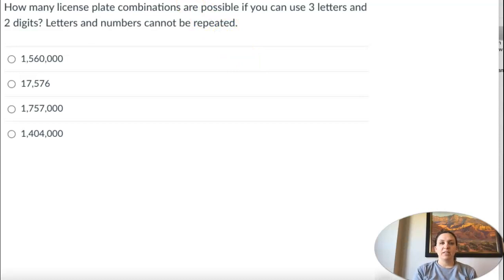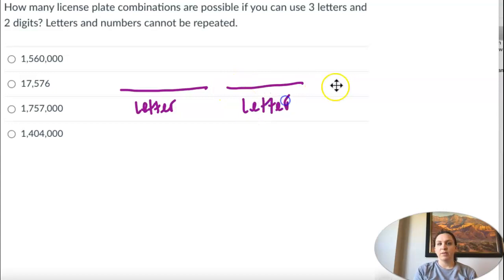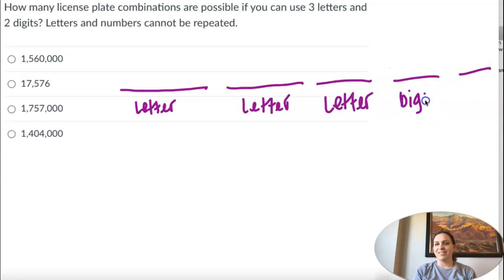Okay, how many license plate combinations are possible if you can use 3 letters and 2 digits? Letters and numbers cannot be repeated. Okay, so think of a license plate. We have a letter, we have a letter, we have a letter. I didn't leave enough room, so they're just gonna get smaller. Digit, digit. Okay, they cannot be repeated.